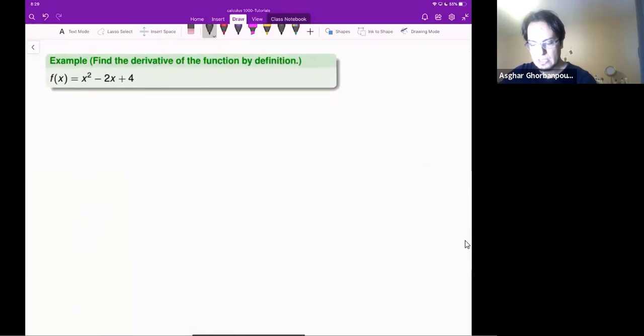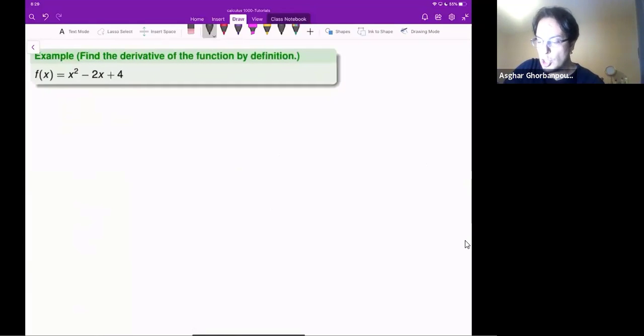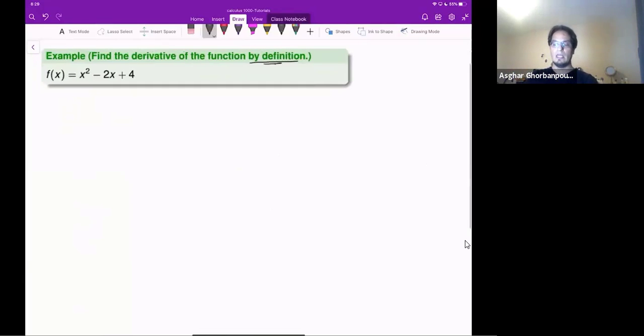So find the derivative of this function by the definition of the derivative. Well, right now you know all these differentiation rules. You can go ahead and just differentiate this. This is equal to 2x minus 2. I know that. I am not interested in the derivative. I want you to see that you can use the definition of the derivative and find the derivative of this function, let's say at any point a.